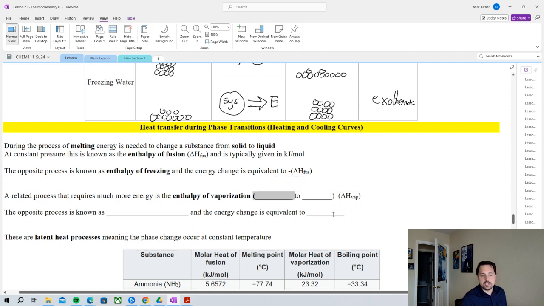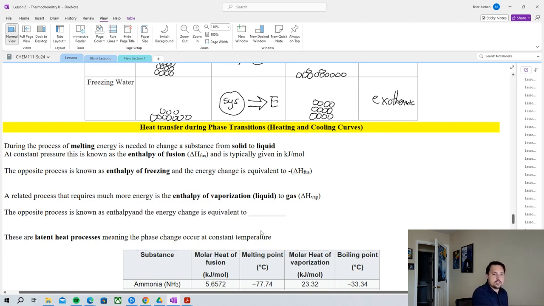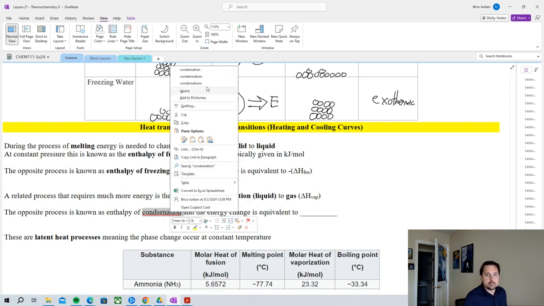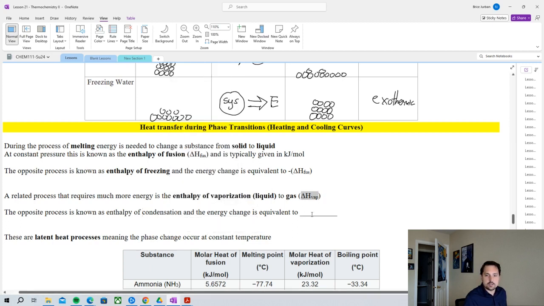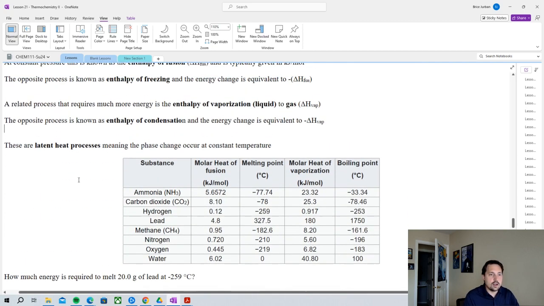Same thing for enthalpy of vaporization. Vaporization is a liquid to a gas. That has a certain value you can look up. The opposite process is enthalpy of condensation, equal and opposite to the enthalpy of vaporization. Okay. And you can also have the enthalpy of sublimation and deposition. These are latent heat processes, meaning there's no change in temperature. They occur at constant temperature.